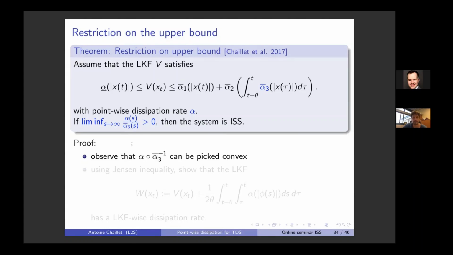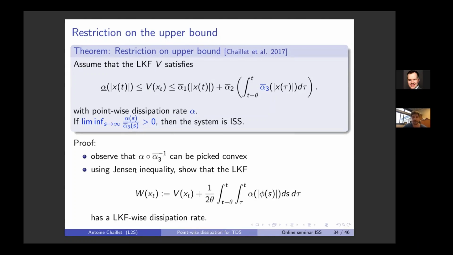As for the proof, under this condition, we can show that alpha composed with alpha 3 inverse is convex. Based on convexity, I can use Jensen's inequality, and then by modifying the Lyapunov functional, by adding this double integral term here, where this is not a phi, it's an x of s, sorry, I managed to show that this new Lyapunov functional has pointwise dissipation rates, and so I conclude iISS.